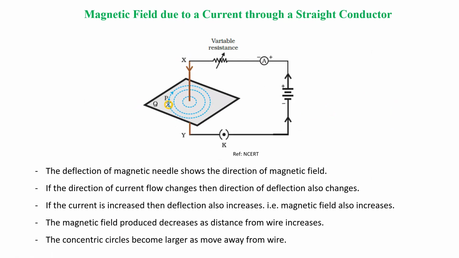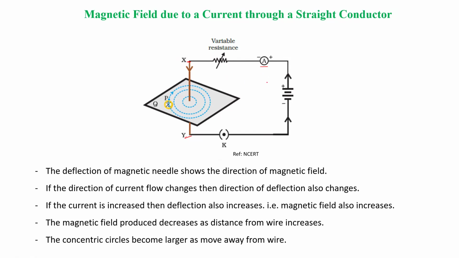Now we are going to see the magnetic field due to current through a straight conductor. This conductor XY is taken as the straight conductor, and current is going to flow through it. In that situation, we are going to observe the magnetic field. Here we have a variable resistance that is used to adjust the current that we see in the ammeter, and in series the current is always equal. That's why the ammeter is connected in series.